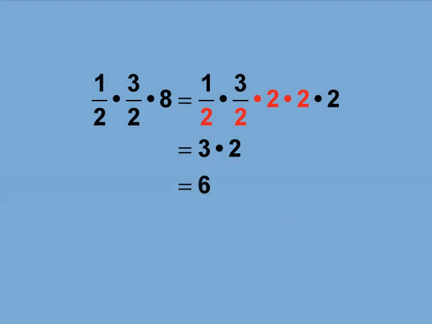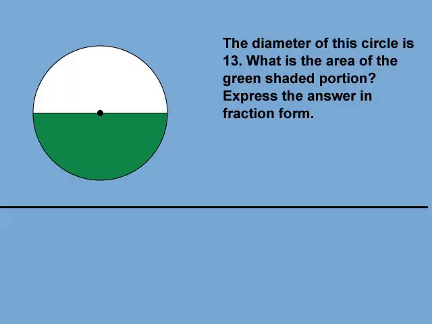Let's look at a final example. The diameter of this circle is 13. What is the area of the green shaded portion? Express the answer in fraction form.